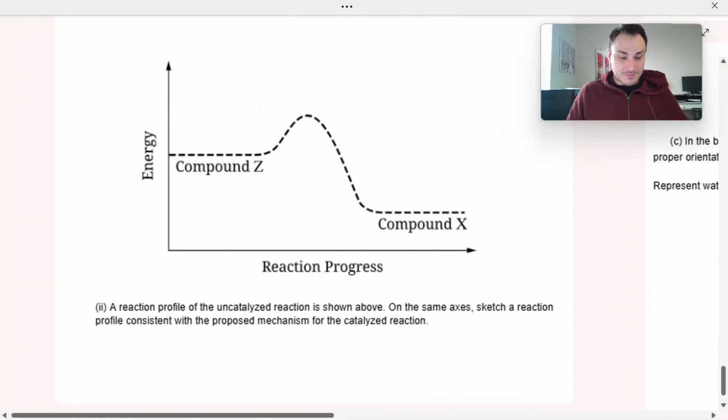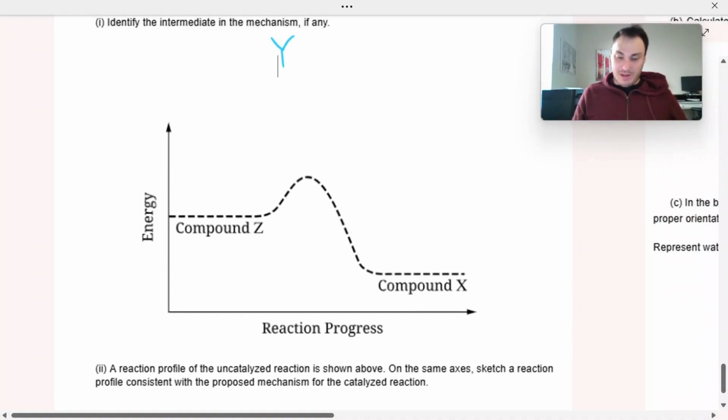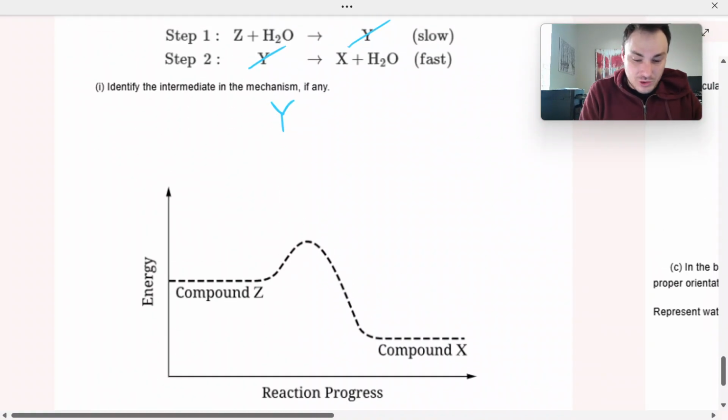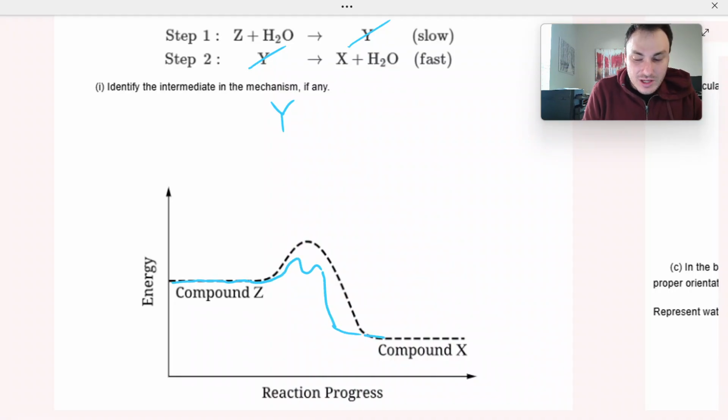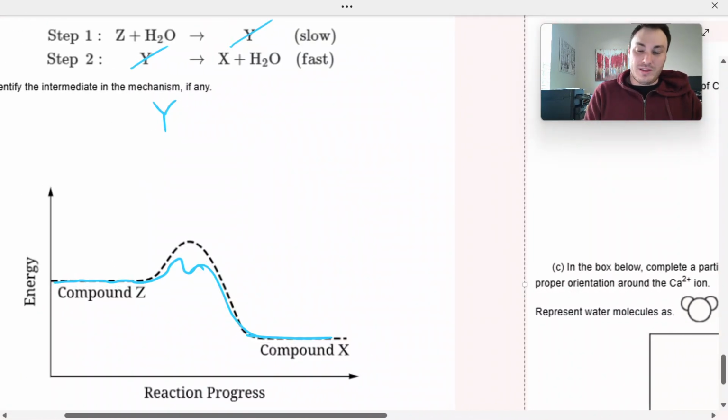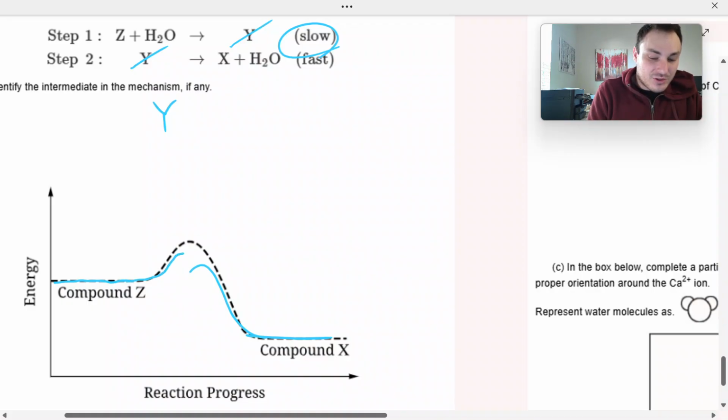A reaction profile of the uncatalyzed reaction is shown on the same axes. Sketch a reaction profile consistent with the proposed mechanism for the catalyzed reaction. So it's a two-step mechanism, and what catalysts do is they decrease activation energy. So it should be something like this. Same starting point, two-step mechanism, same ending point. Something like that should be good. Let me make that a little nicer. Something like that. Ooh, and the first step is the slow step, which I did accidentally, but make sure that first step is a little higher than that second step.